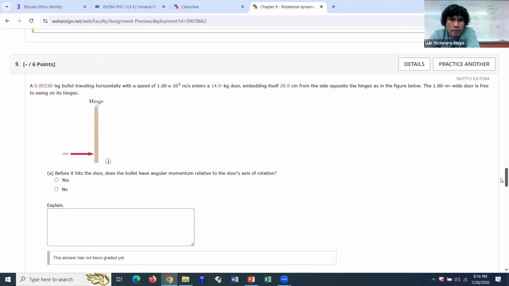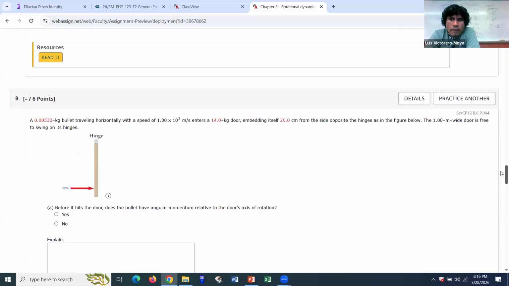Look at this. We did collisions before, so let's do it again. Put this down. You have a bullet shot towards a door. The door is like this. There's a support, a hinge in there.